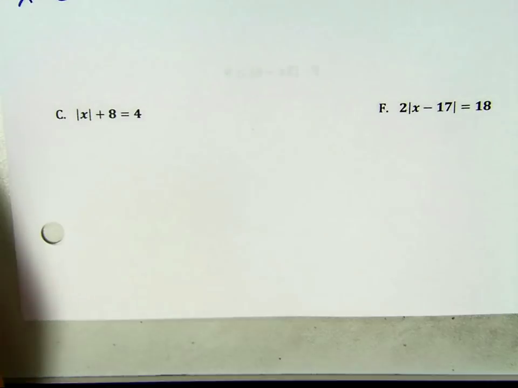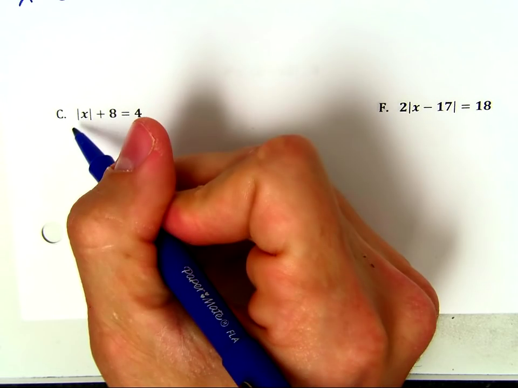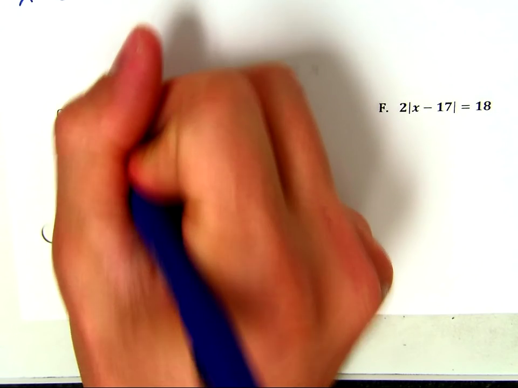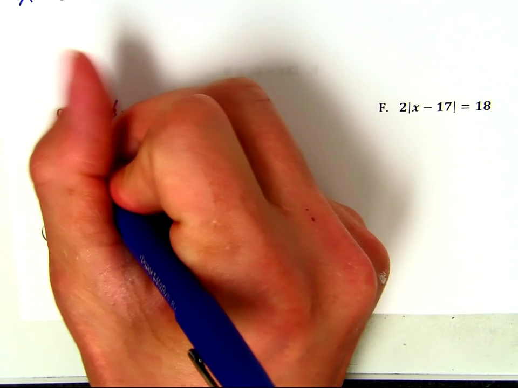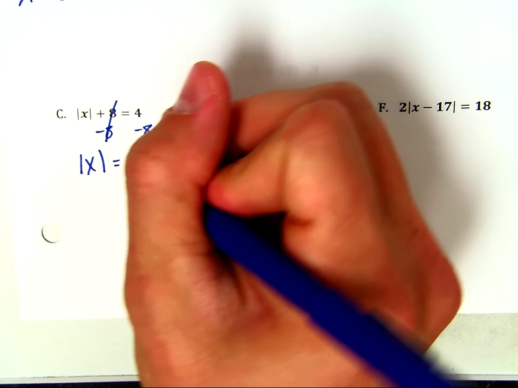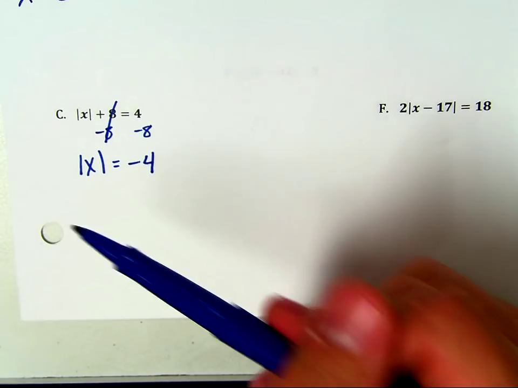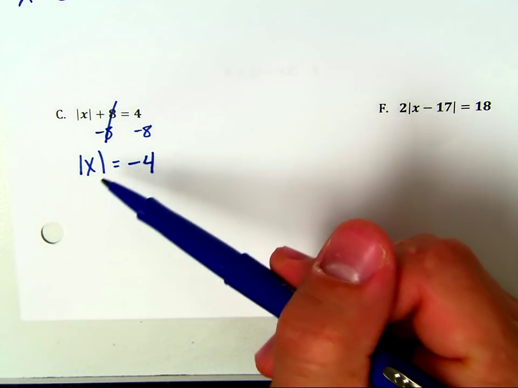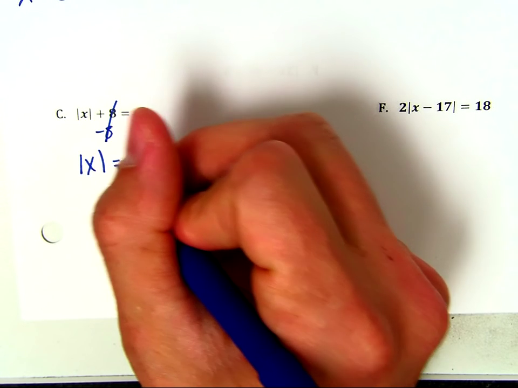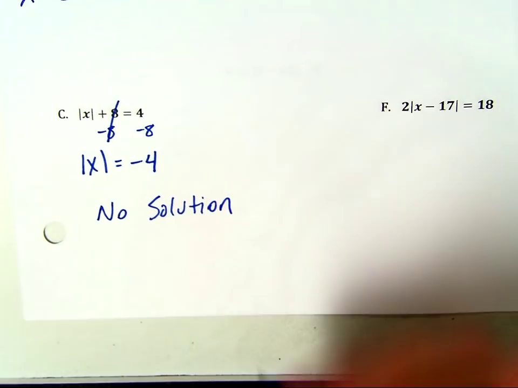All right, for C, we have the absolute value of x plus 8 equals 4. Just like we did before, we have to have the absolute value by itself. So I subtract 8 on both sides. This leaves us with the absolute value on the left, and we get 4 minus 8 on the right, which gives us a negative 4. Now, one of the things that we know about absolute value is that it's never going to be negative. So, because of that, when we say the absolute value of some number equals negative 4, it's not possible, so we say no solution.